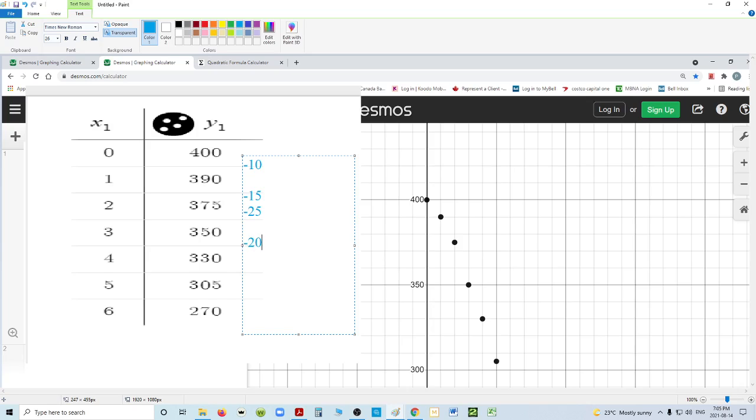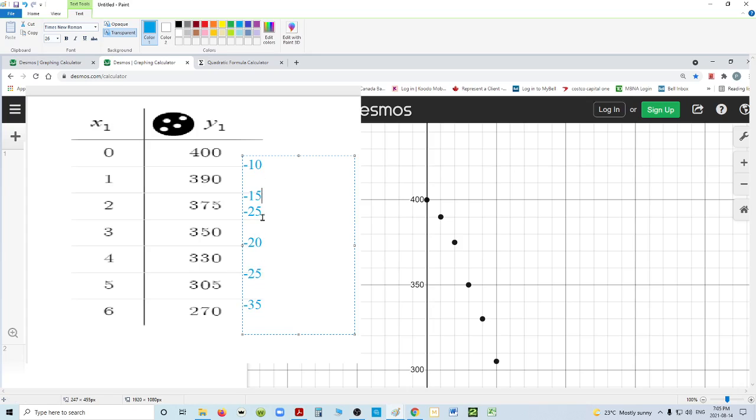Negative 20. Kind of did a weird thing there. Negative 25, back on track. Negative 35. Let's see if I got that right. 30, 15, there's 25. Yeah, this one here is a weird jump, so that's the one that screws up the data. And then it's back on track here. So it's going 10, 15. That should really be 20, 25, 30.